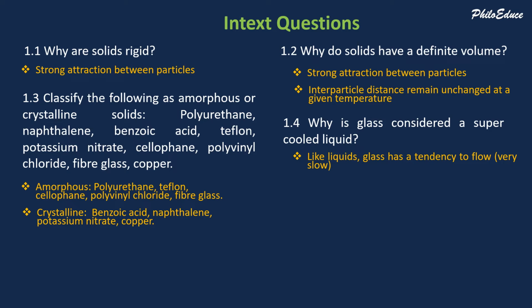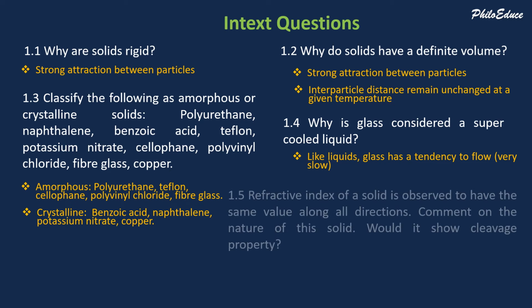In the case of ancient glass structures, which are present in old churches, it is seen that in their window sheets, window glasses, the bottom part is much thicker than the top part. That's because the glass is flowing under the influence of gravity. The flowing nature is nothing but a property of a liquid. So we can call it a supercooled liquid.